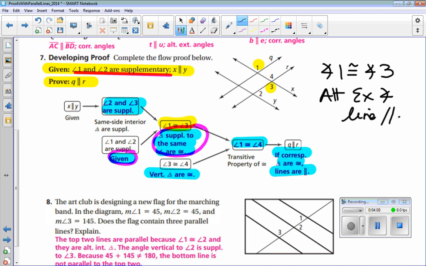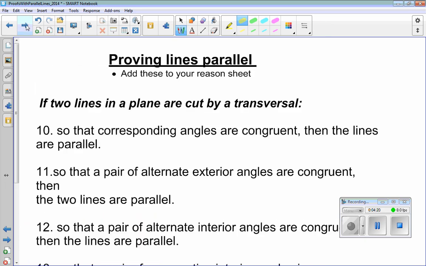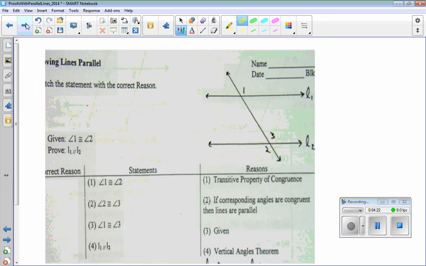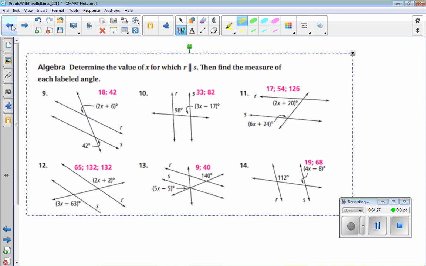Now, I personally don't like these flow proofs. I think they're jumbled. I'm a much more linear thinker. The proofs that we're going to be doing today are going to be much more in tune with statements and reasons. Two columns, very methodical, very linear thinking. I think you'll like them a little better as well. Let's go ahead and double check our answers with 9 through 14.